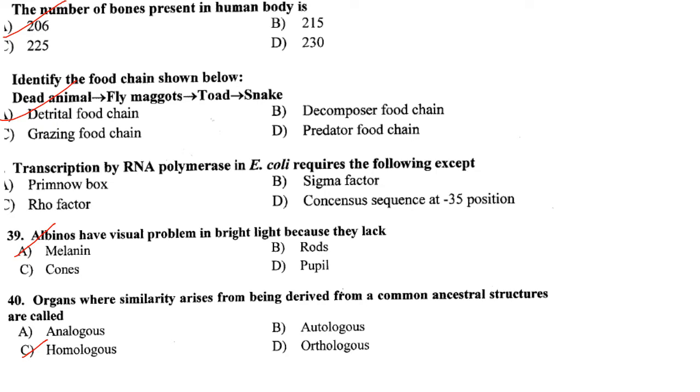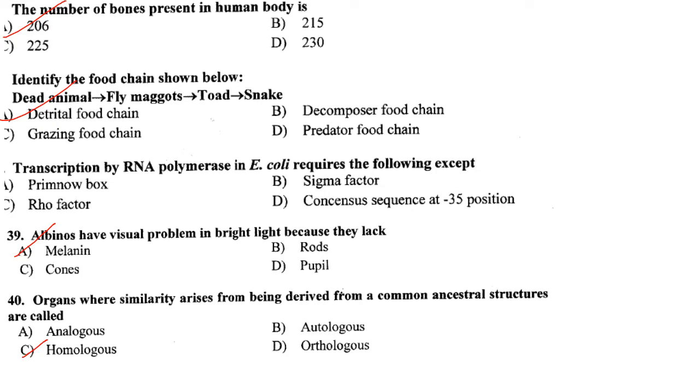The number of bones present in the human body is 206. Then, identify the food chain shown below: dead animal, fly, maggots, toad, snake. So it is a detrital food chain that is given.